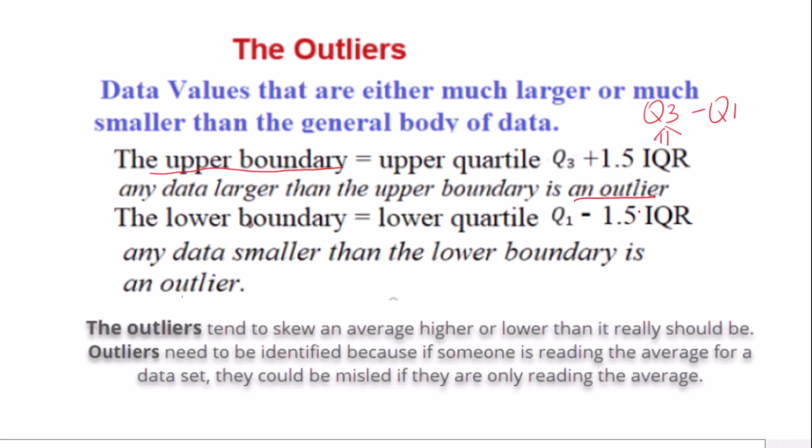It's very important to figure out the outliers because the outliers tend to skew the average higher or lower than it really should be. Outliers need to be identified because if someone is reading the average for a set of data, they could be misled if they are only reading the average. In other words, the outlier will affect the average a lot.